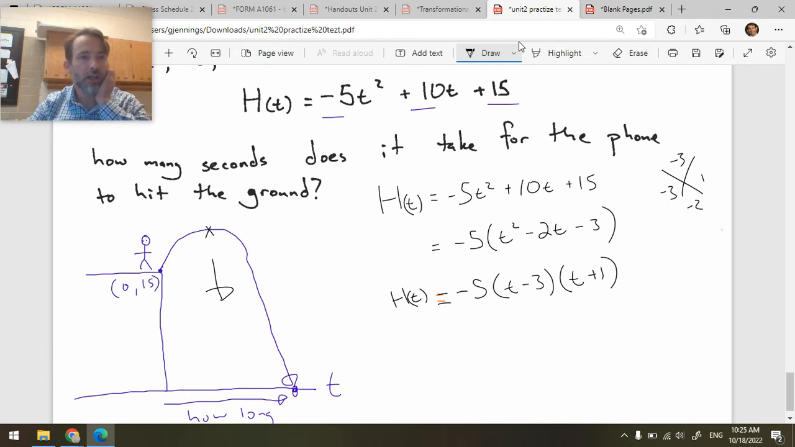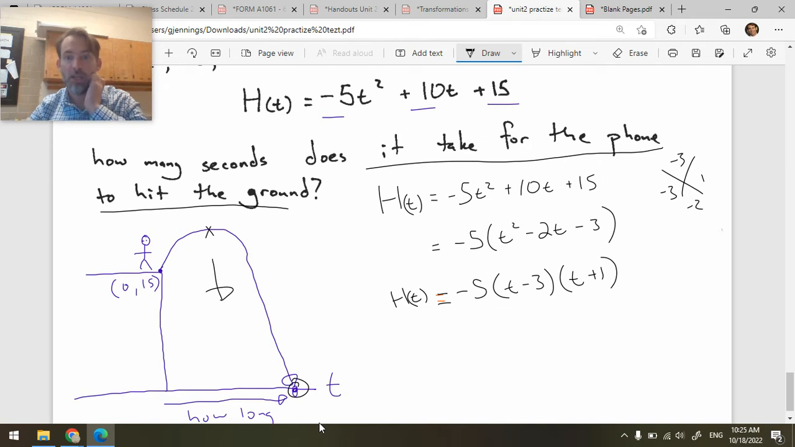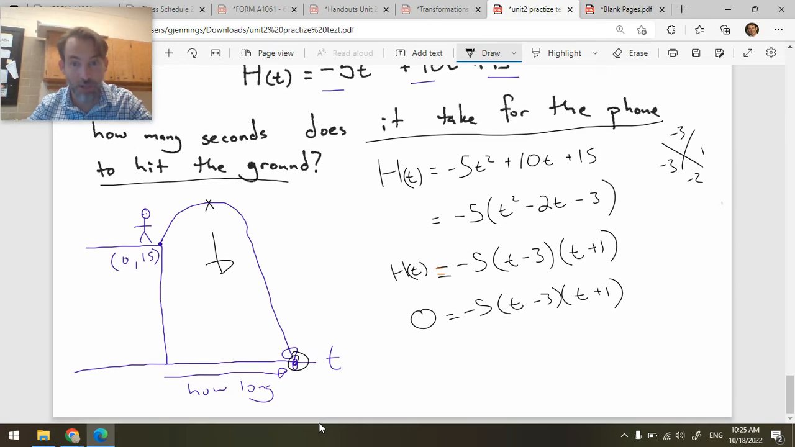All right. Do I need the vertex here? No. All I need to know is how long does it take for the phone to hit the ground? So that's this question over here. Okay. It's a find the roots question. And my roots, well, I remember they're sign flippers. So I'm interested to know when this whole function is equal to 0, what's the value of t minus 3 or t plus 1? And the same cash in briefcases metaphor applies. t minus 3 must be 0 or t plus 1 must be 0 because negative 5 ain't ever 0. That's always negative 5.